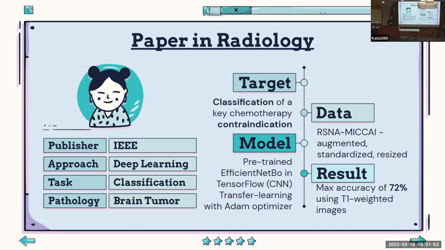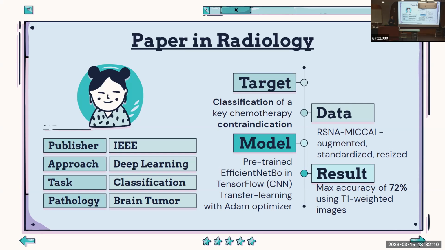Augmented, standardized, resized, what does that mean? Augmentation just means they took some of these images and did weird transformations to them, because they said, we actually don't even have enough data despite the large data set. We want more data. So they would take an image and twist it a little bit, take another image and invert it.